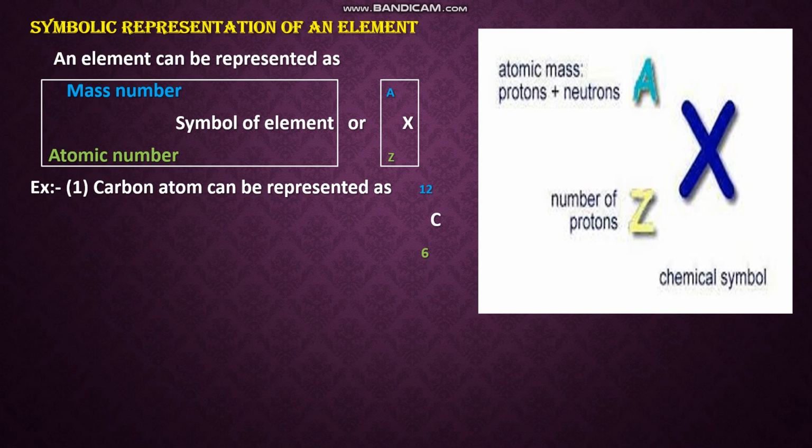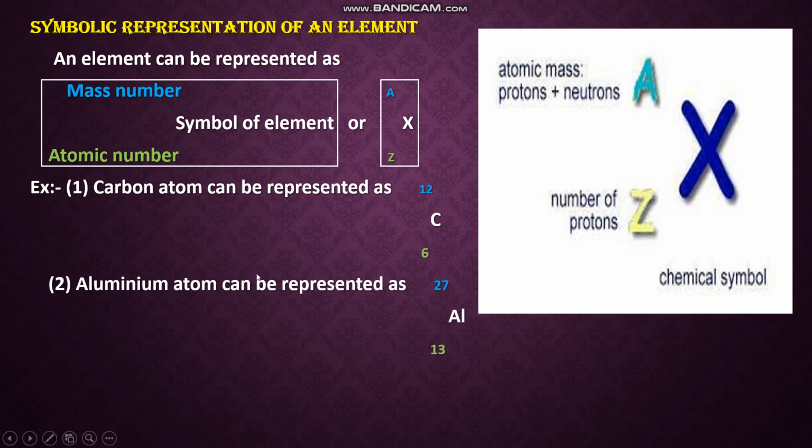So, the carbon atom we have seen now. In a carbon atom, there are 6 protons and 6 neutrons. So, we can write C with subscript 6 and superscript 12. This is a symbolic representation of carbon. And from this, if an element's symbolic representation is given, you can find out how many protons are present, how many neutrons, how many electrons, what is its atomic number, what is its mass number. All this information you will get from this.